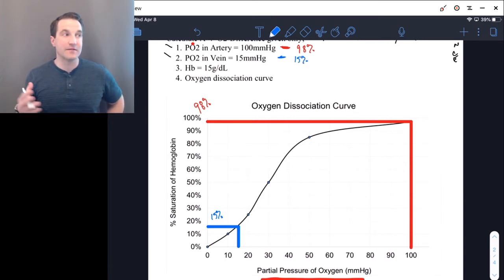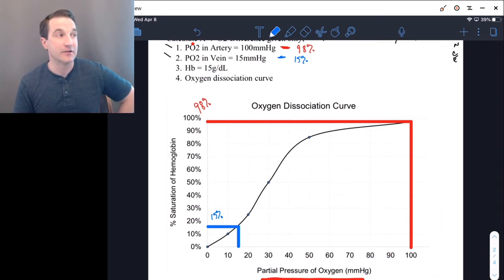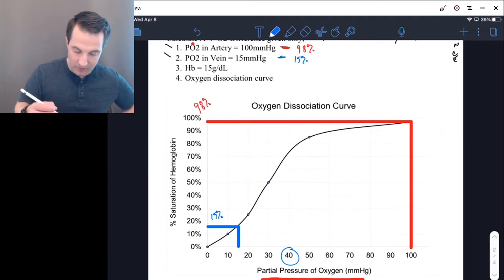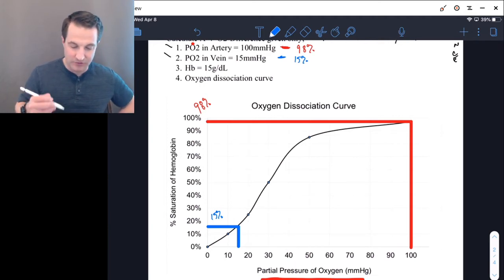So immediately, based on this information right here, you know that this person is exercising. We talked about these different partial pressures in the last lecture, and we know that normally we'd see something around 40 if that person was at rest, okay? But we're way down at 15, so we know that this person is exercising.